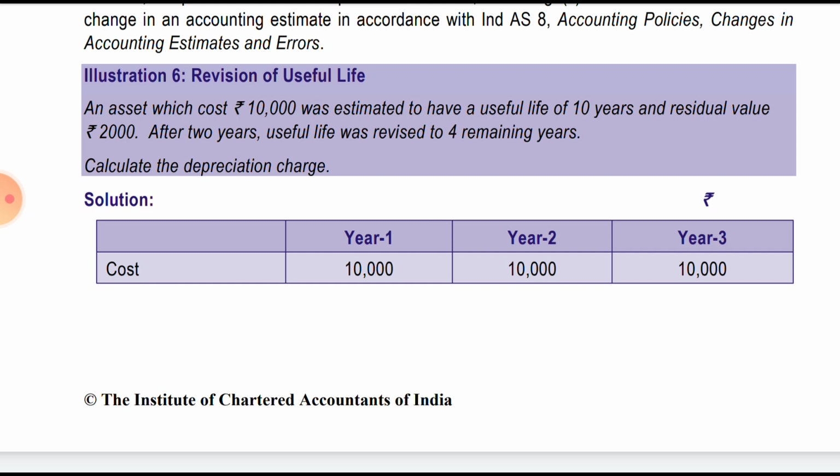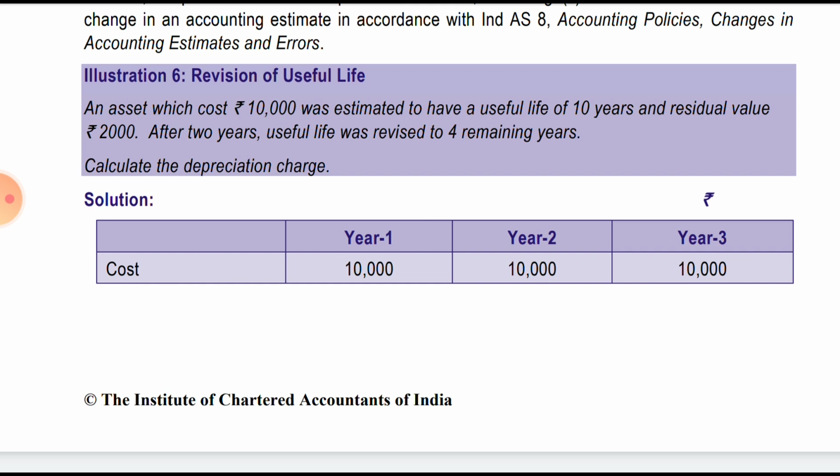So 10,000 minus 2,000 residual value, and after 2 years, 2 years of depreciation have been charged. So after 2 years, what will be the WDV? 8,000 divided by 10 into 2. Wait a second, I did it wrong. 8,000 divided by 10 into 2, so 1,600 will be the depreciation, minus 10,000. So the WDV is 8,400.